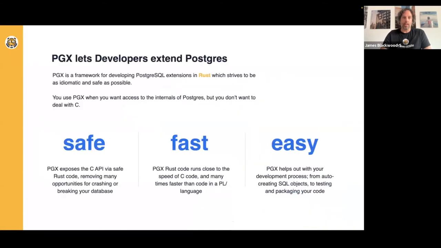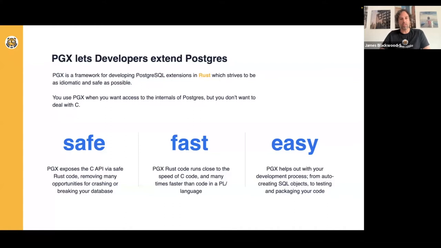So jumping straight into it, what is PGX? PGX is a relatively new framework that lets developers extend Postgres. You would use PGX when you would normally be extending Postgres by using C. PGX would let you do that using the Rust language instead of the C language. So if you want to write a Postgres extension, or a new Postgres aggregate, or a Postgres background worker, you could do that in PGX using Rust.